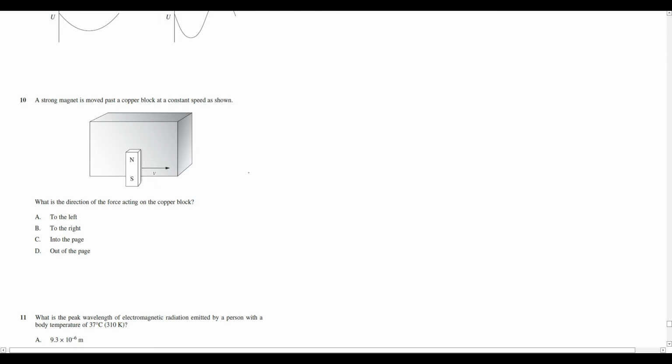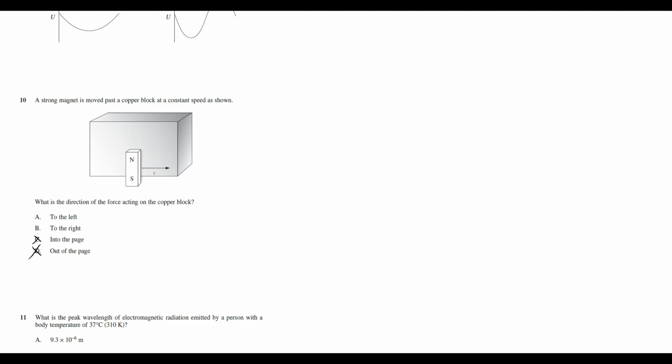So now, how can it do that? Would it be into the page or out of the page? Certainly not. That doesn't really make any sense, because if it came out of the page, it would hit this magnet, and if it went into the page, it would just be repelled by this magnet, and if it's just a copper block, that definitely wouldn't really happen.